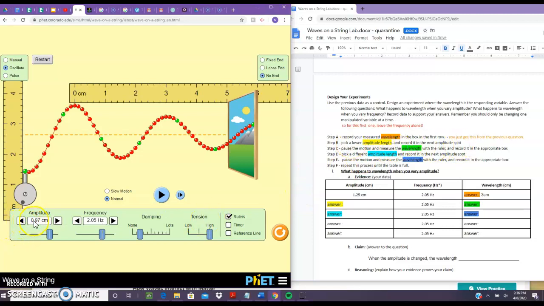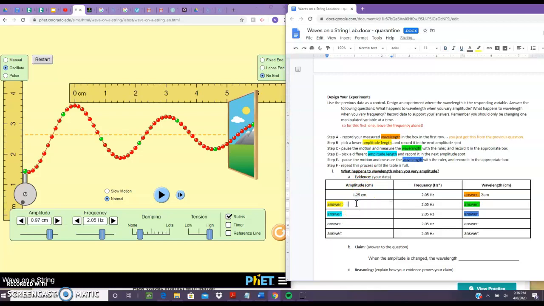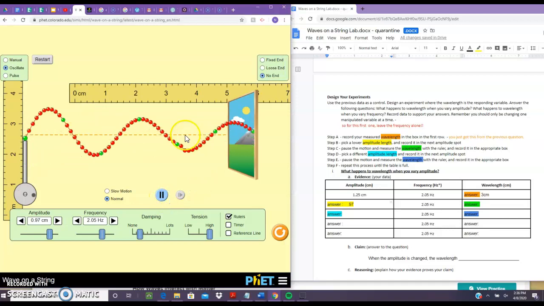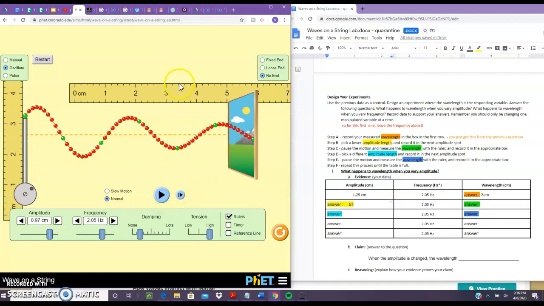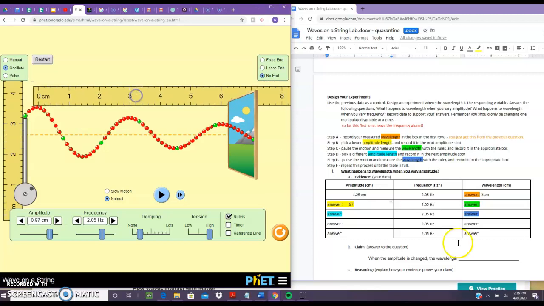So I changed it. Now for this particular example, my amplitude is 0.97. So the yellow box here, I'm going to put right here, 0.97. Okay? I'm going to continue the motion again. I'm going to pause it. I'm going to measure the wavelength. Whatever your measurement for the next wavelength will go here. And you're going to keep going through this until this table is full.